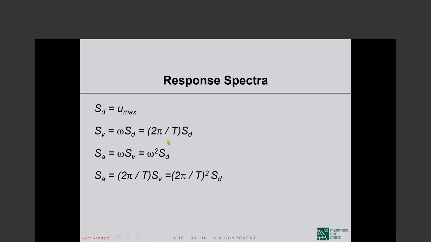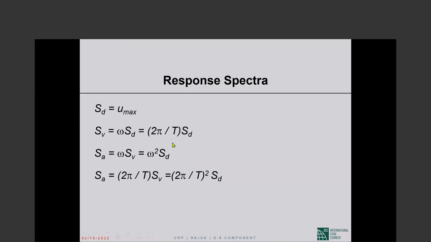The 2 pi over T is called circular frequency, omega. So the spectral pseudo velocity is the spectral displacement multiplied by the circular frequency, and okay, that's it.